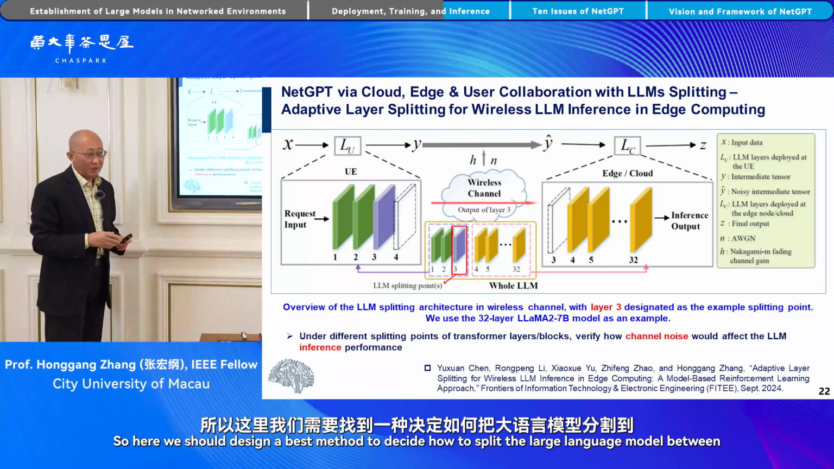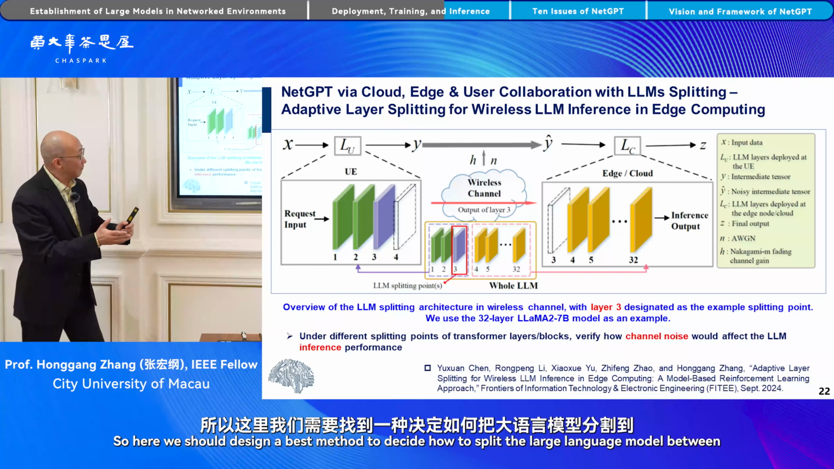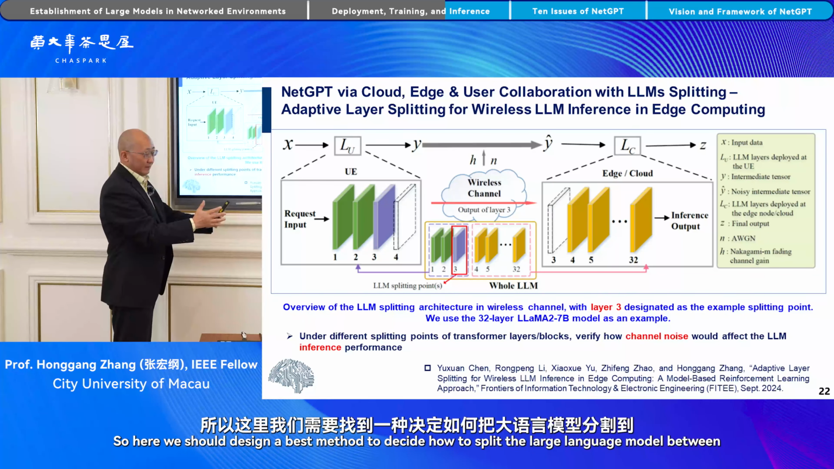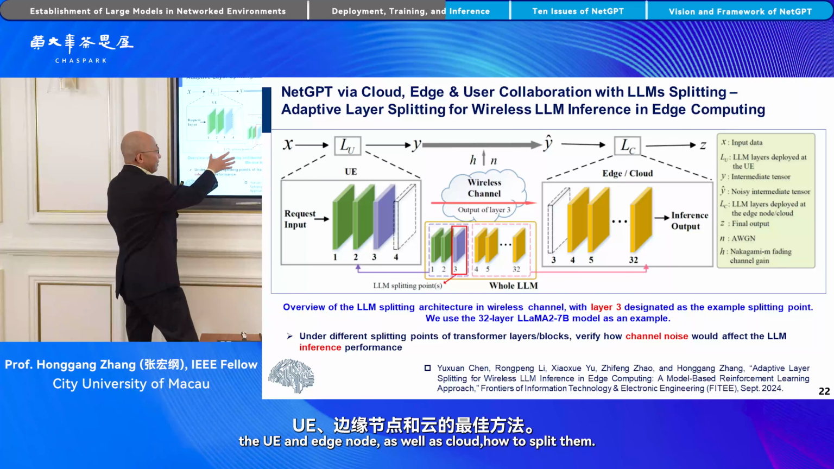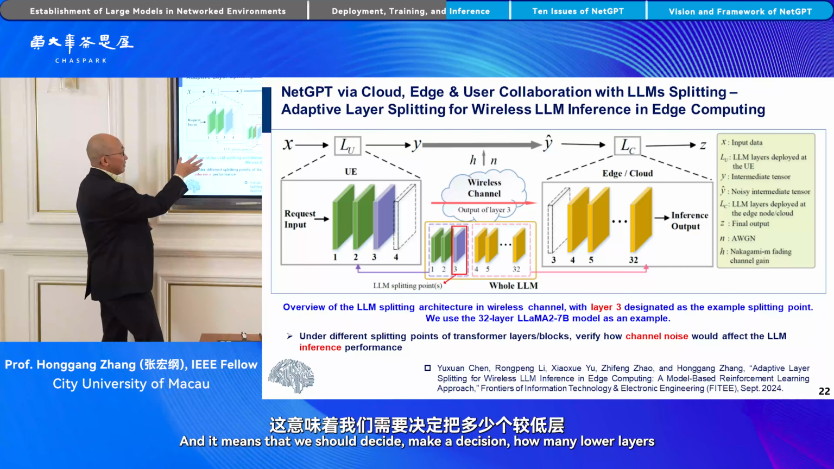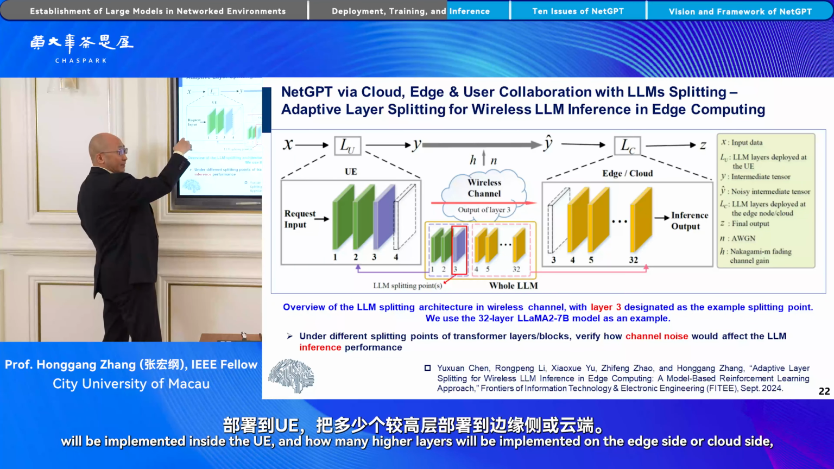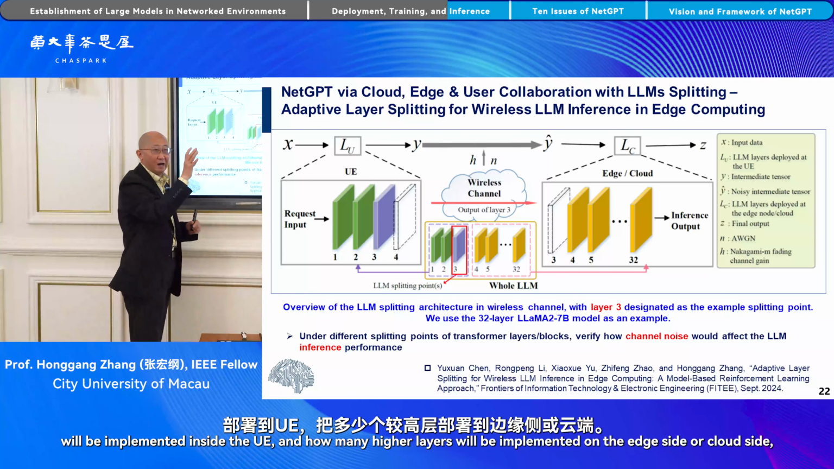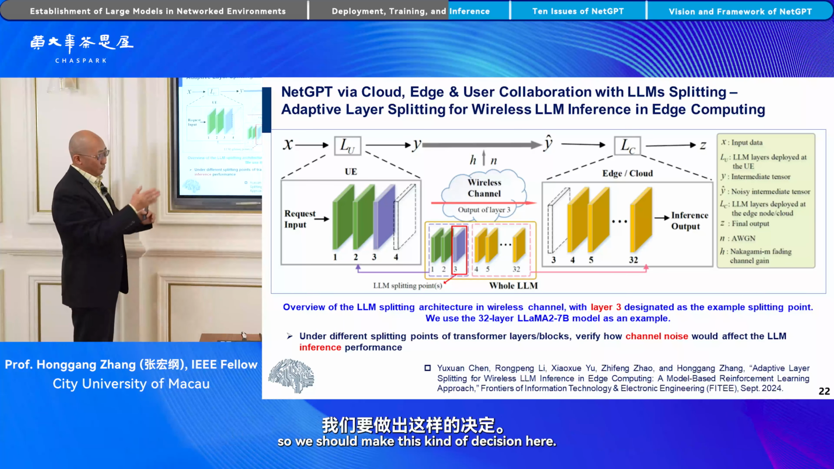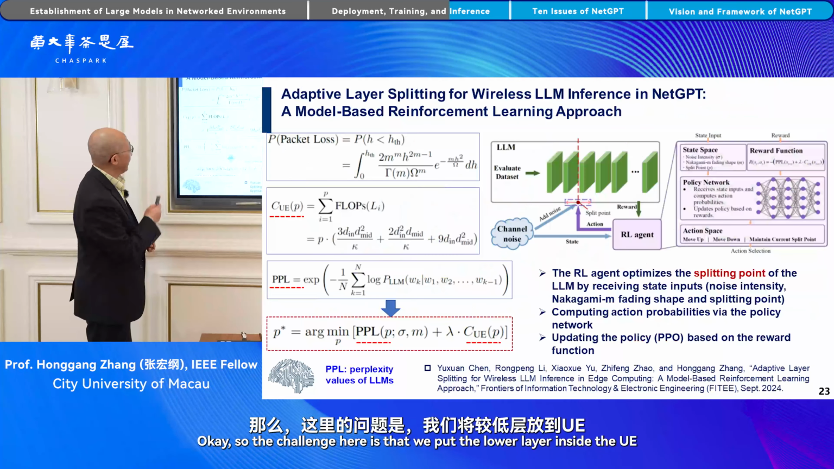So here, we should design the best method to decide how to split the large language model between the UE and the edge node as well as the cloud. That means we should make a decision on how many lower layers will be implemented inside the UE and how many higher layers will be implemented on the edge side or cloud side.